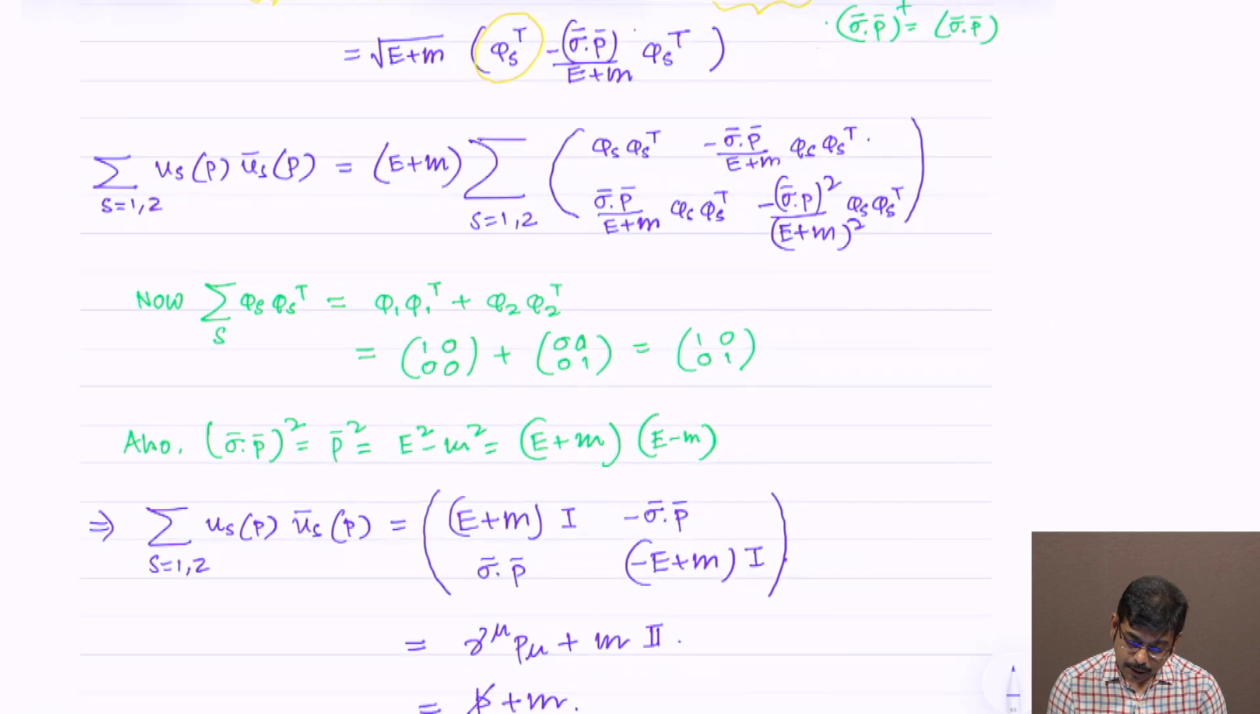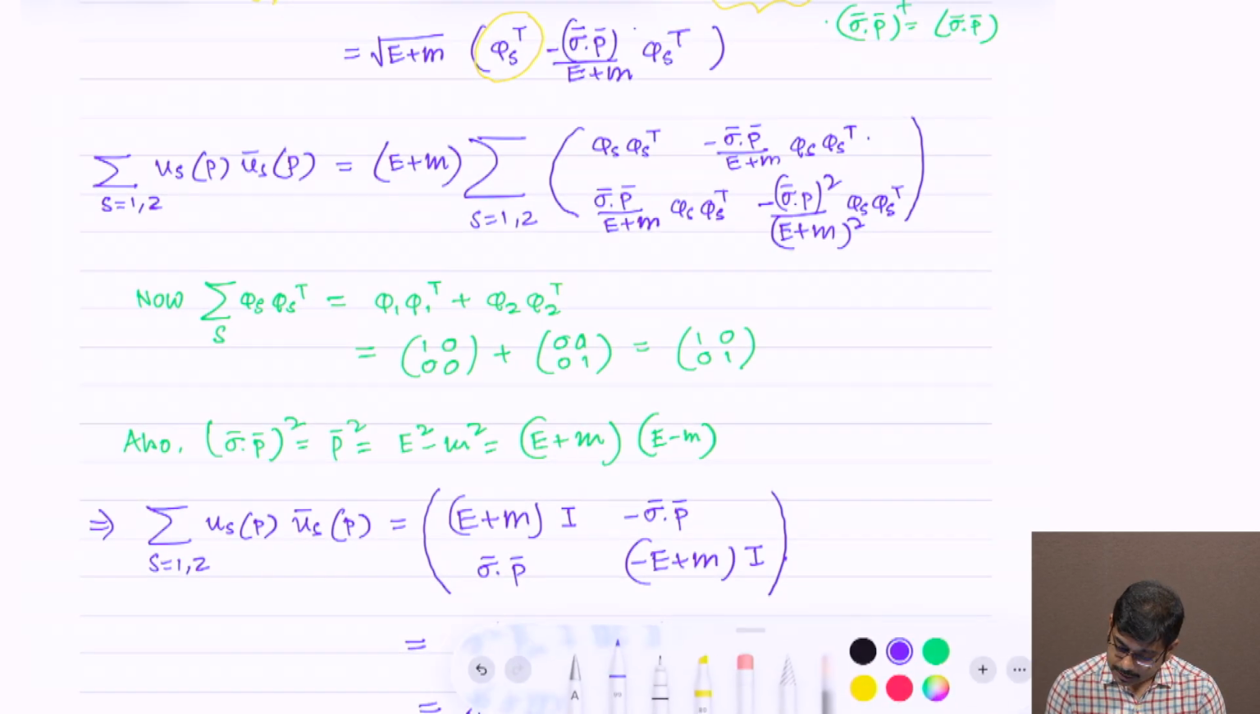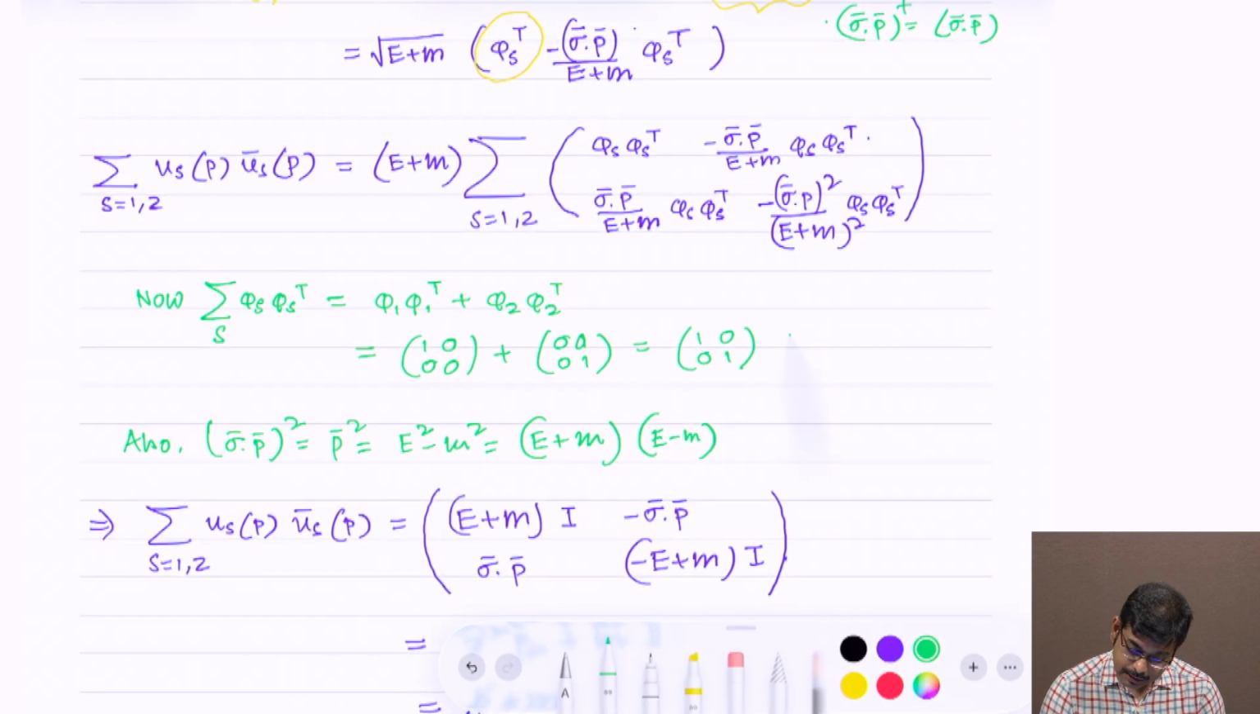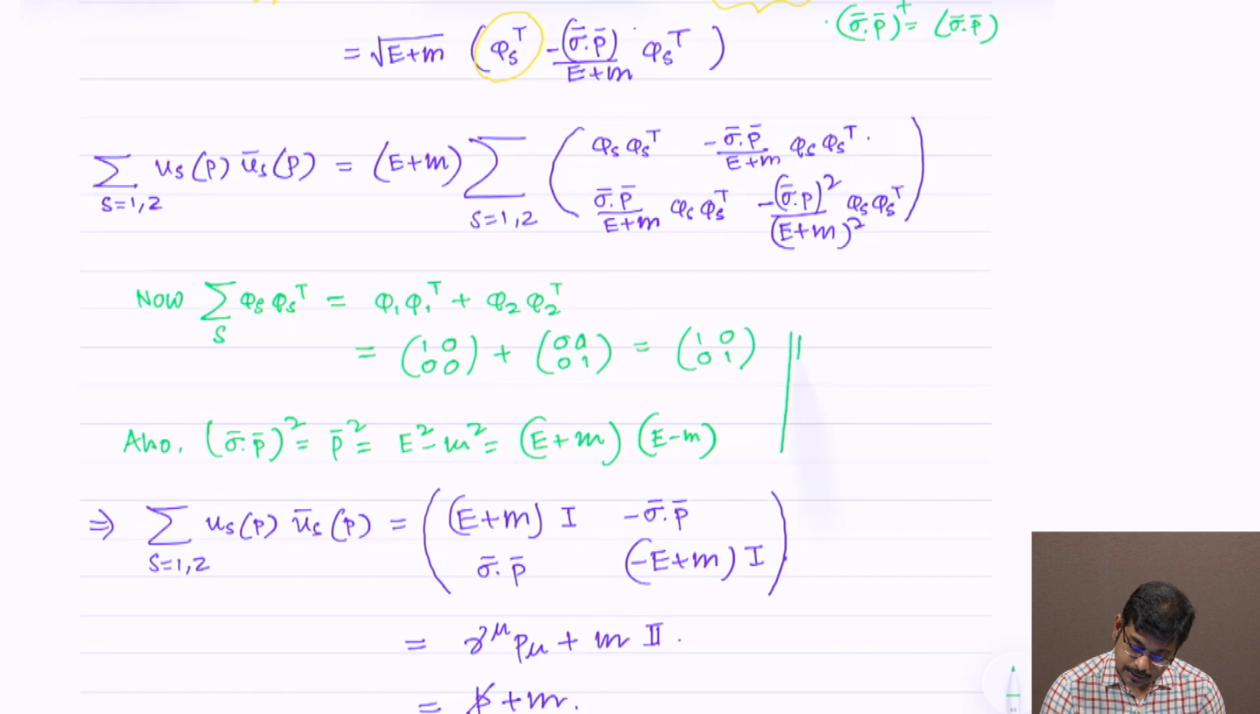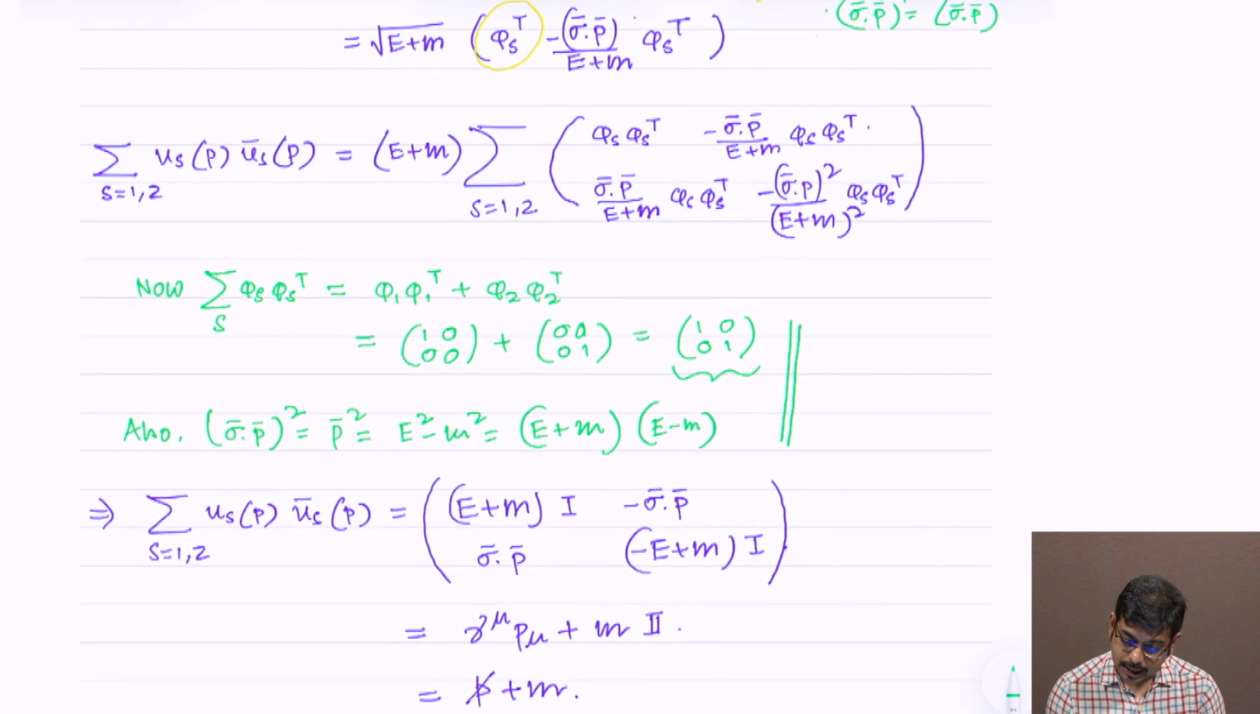And so therefore, now you can use all these ingredients here. That sum over S of phi S T is nothing but the identity, and sigma dot P whole square is nothing but E plus M into E minus M. So, what does it give? This basically tells you this first entry is going to be simply E plus M into the identity matrix. What happens to the second entry? Because this E plus M gets cancelled, you only have minus sigma dot P.